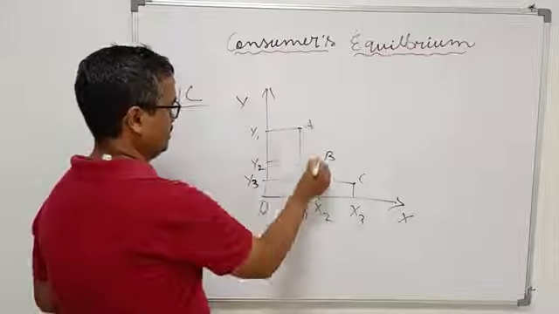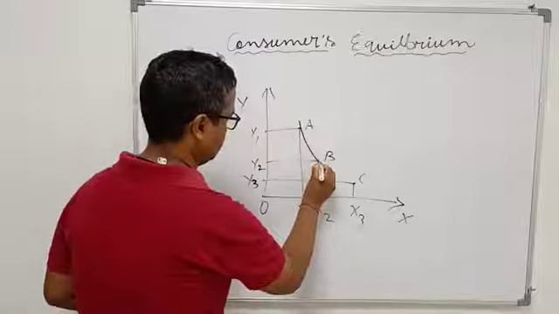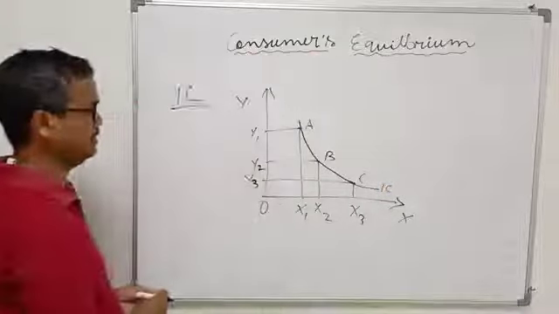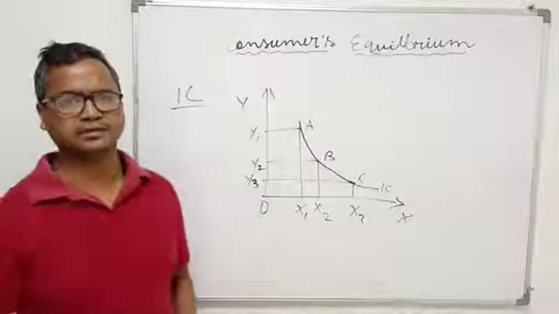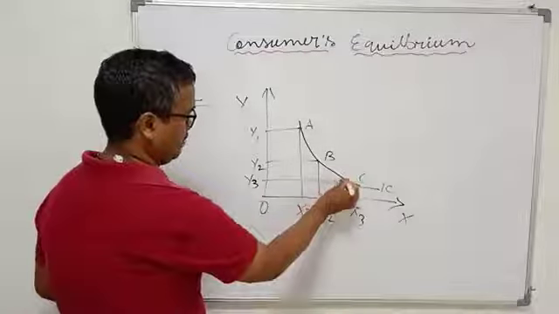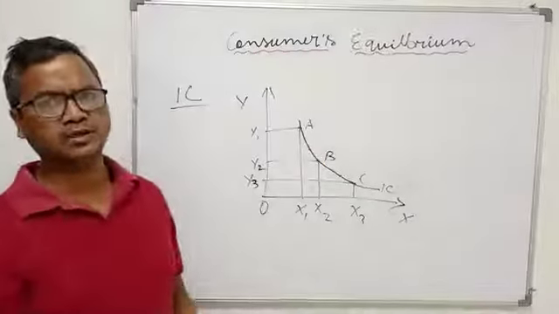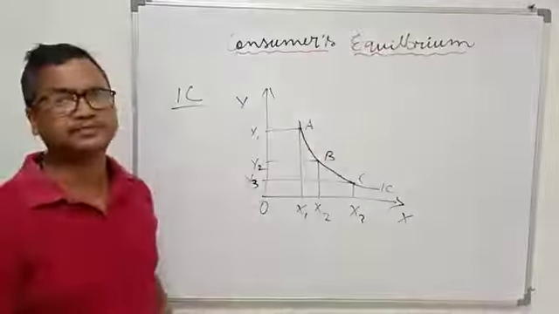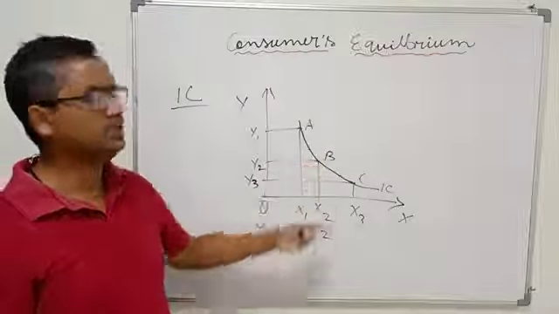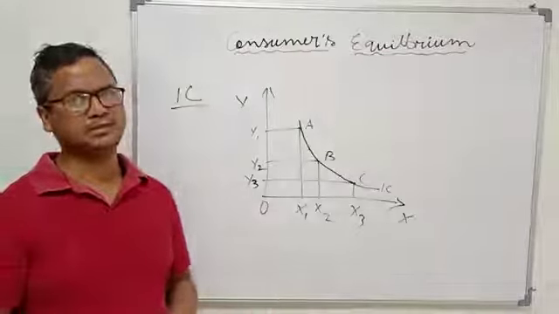If you join these combinations with a curve which is convex to the origin, which is one of the properties of the indifference curve, we get the definition. An indifference curve is a locus, and any point on it represents a combination of goods Y and X. If you choose any combination, either A, B or C, your satisfaction level will remain the same.